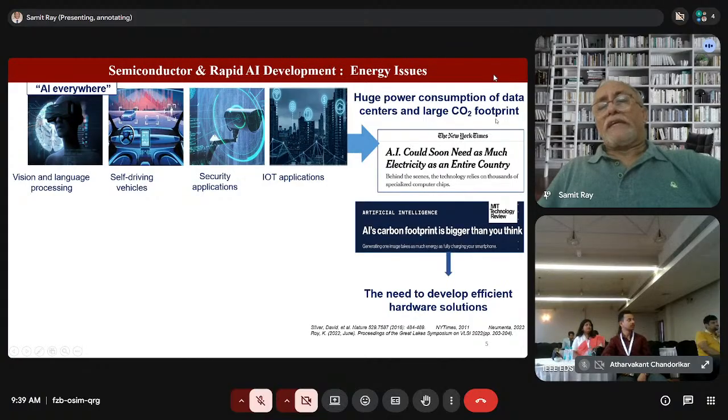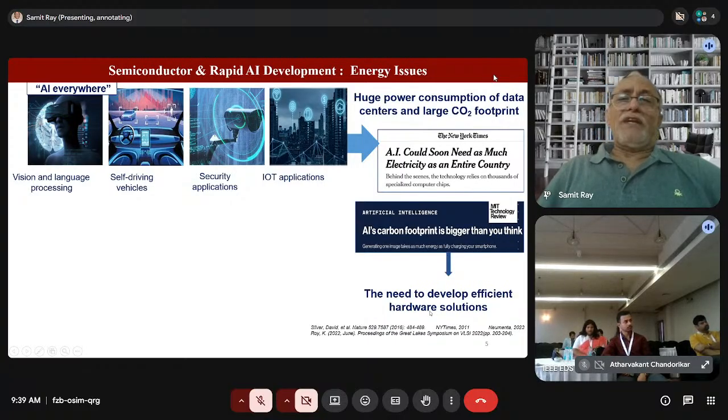These data centers are taking a huge amount of power and have a very, very large carbon dioxide footprint. So already people are scared about that. What will happen to AI if we have a scarcity of power, scarcity of water? AI should not need as much electricity as an entire country. So basically what you need to do is develop efficient hardware solutions.